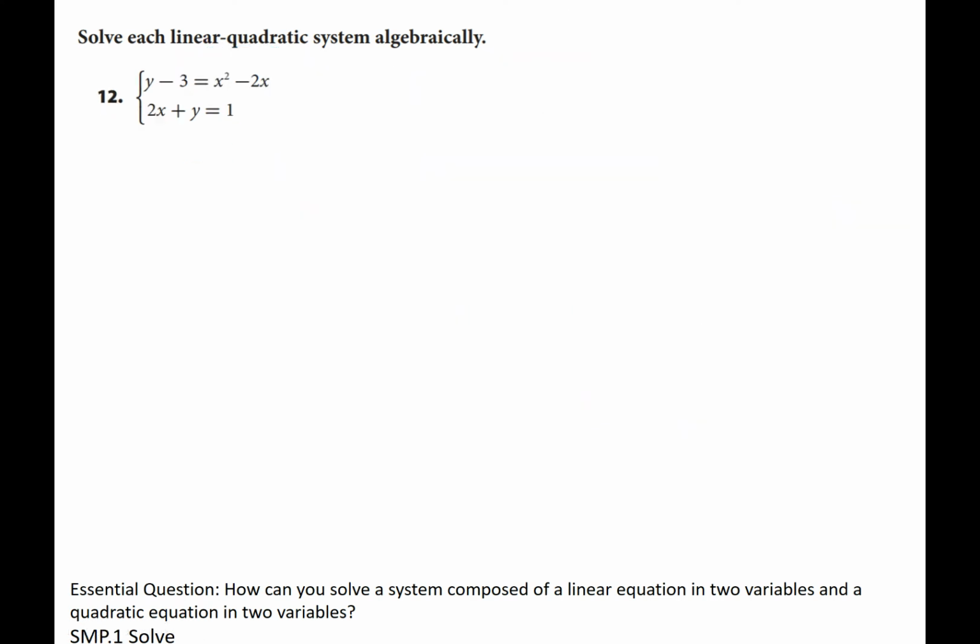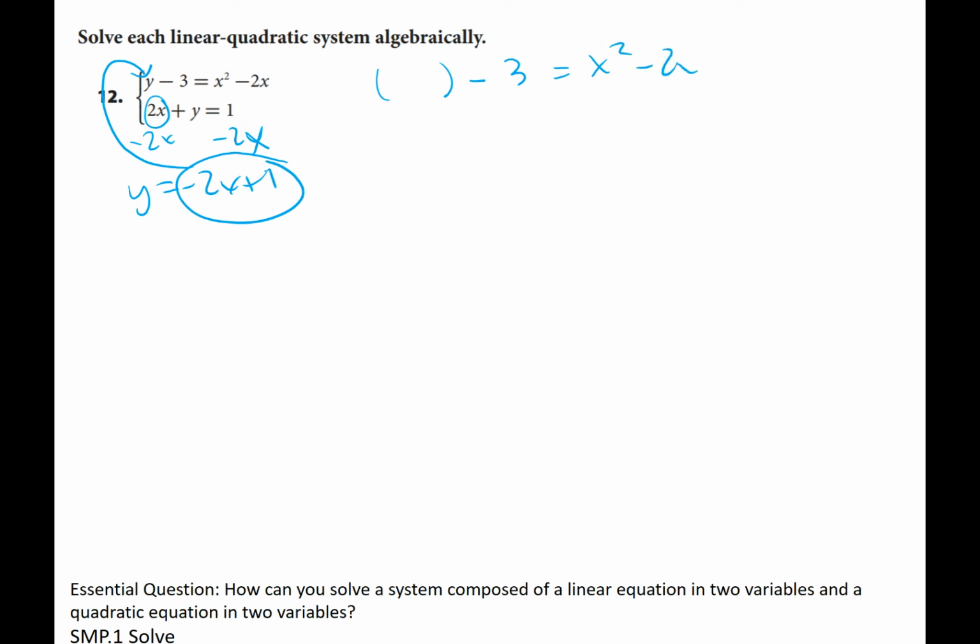All right, on number 12, I am going to go ahead and solve for y in the second equation. So I'm going to take this 2x and subtract it to the other side. So y equals negative 2x plus 1. I'm going to take that and substitute it in there. So we've got parentheses minus 3 equals x squared minus 2x. And inside the parentheses, we're going to put what we solved for, the negative 2x plus 1.